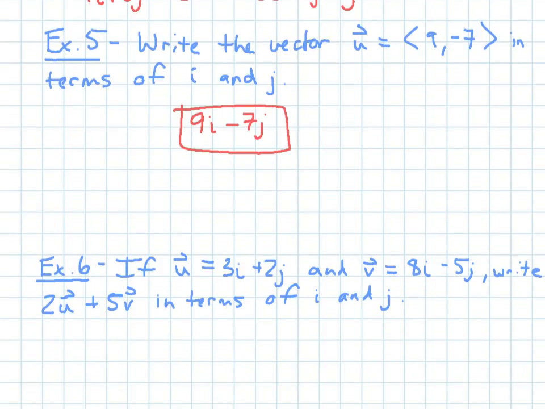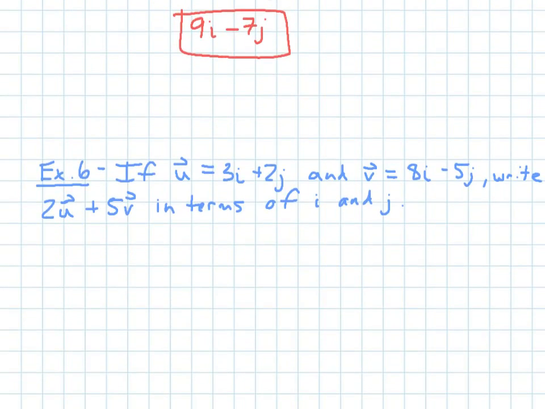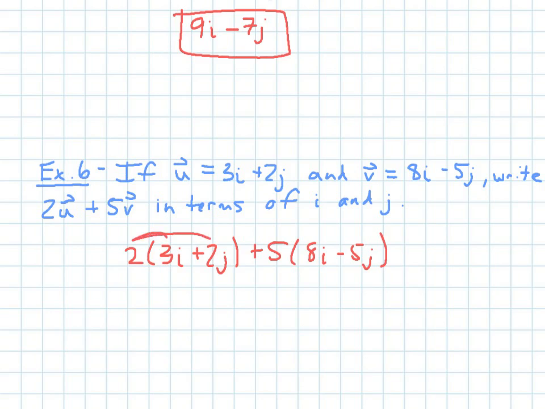Okay, and then our next example here is if vector u is equal to 3i plus 2j, and vector v is equal to 8i minus 5j, we want to be able to write the new vector 2u plus 5v in terms of i and j. So that means that the same operations apply. So if I do 2 times my u vector, which is 3i plus 2j, and then plus 5 times my v vector, which is 8i minus 5j, you can distribute like we talked about.